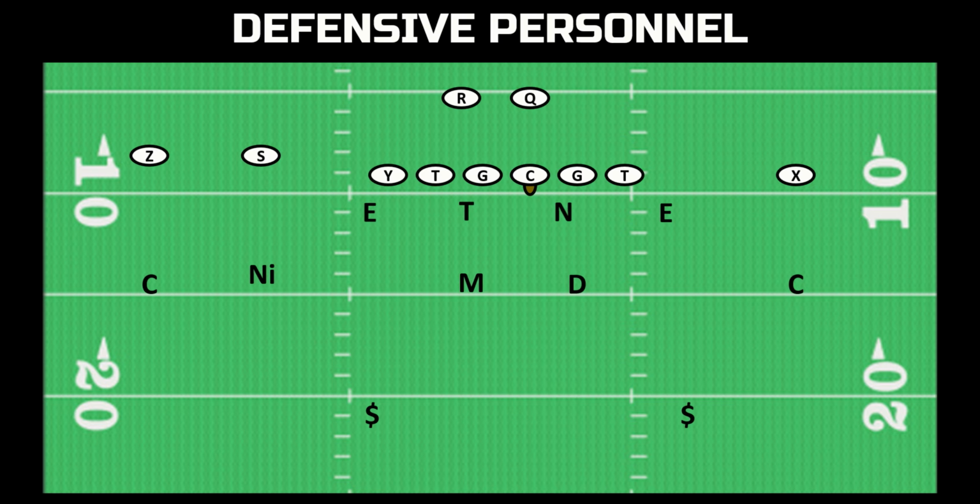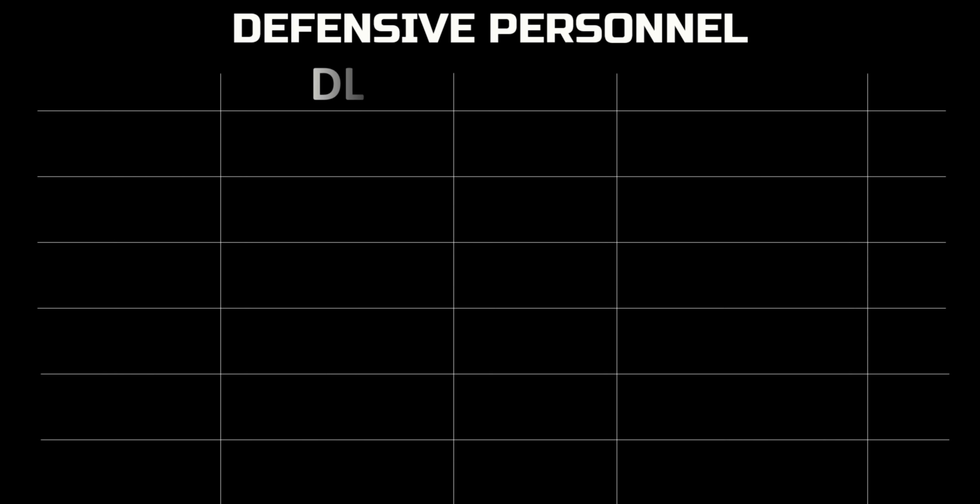So you have your base, then you have your nickel when you put that 5th defensive back out there, who is playing the nickel position. And then dime personnel is when a defensive back is playing the dime position. So let's take a look at this defensive personnel chart, just so you have a better understanding.